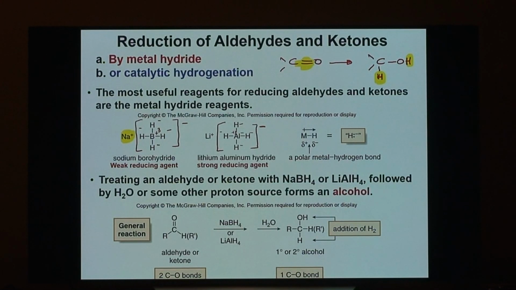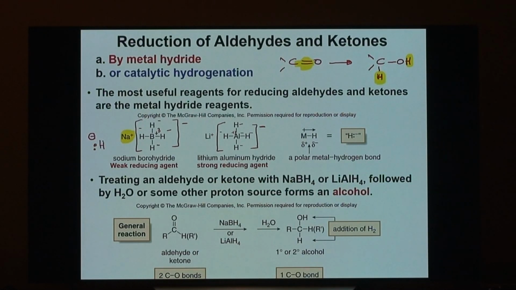Now lithium aluminum hydride is a stronger reducing agent than sodium borohydride. Why is that? The reason is that boron is more electronegative than aluminum. So boron is going to take electron density from the hydrogen. The hydrogen, which is the hydride here, this is how I represent the hydride, is going to have less electron density around it.